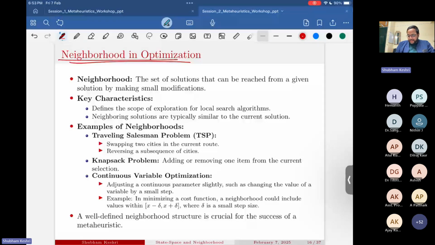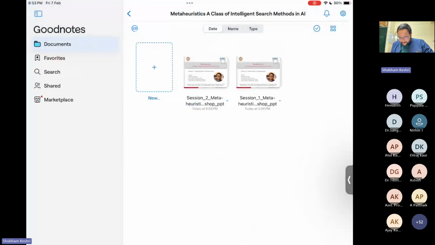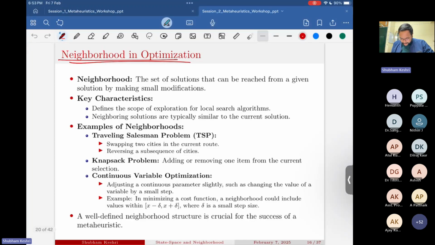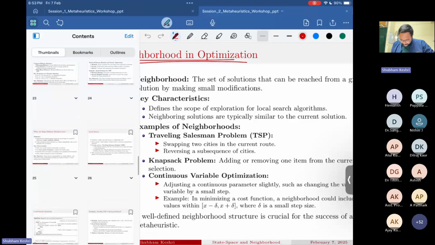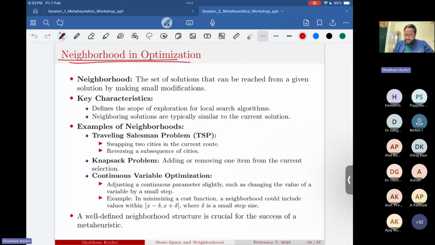Neighborhood in optimization. So let me see how much I am yet to cover. So I guess neighborhood, fitness, initial solution, local search. Yeah, I can cover that in 7:30.